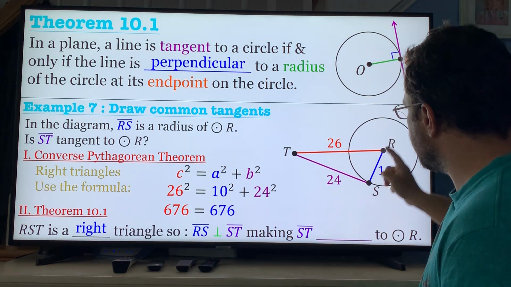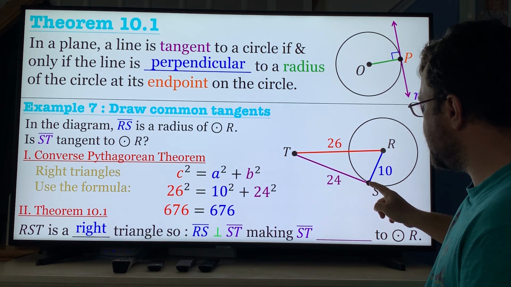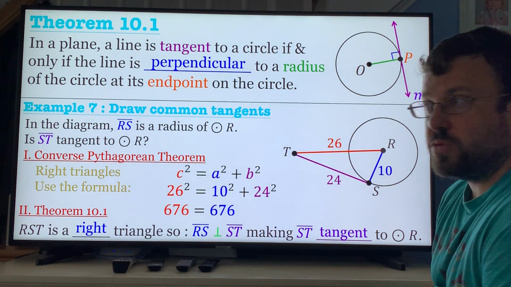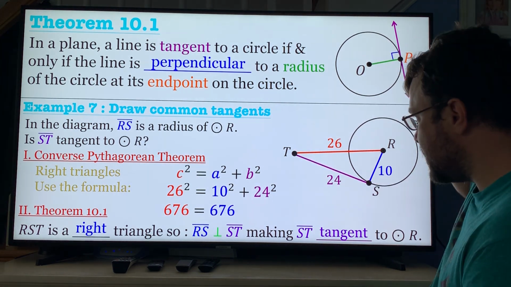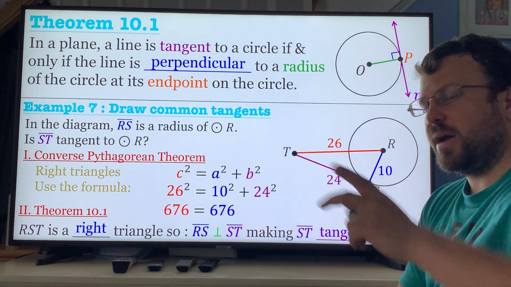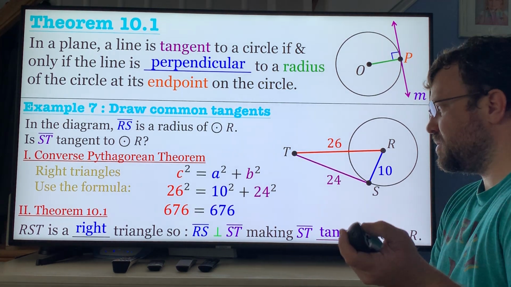So RS right here is perpendicular to ST. So that means that ST is a tangent to R. Even though it's only a segment here, like I said before, it could be a segment as long as it's external. All right, got it? Not very difficult, is it?